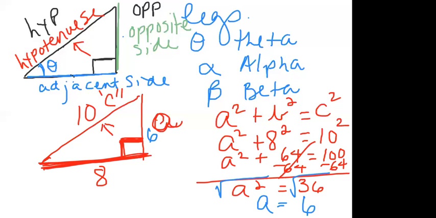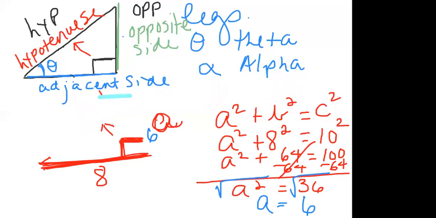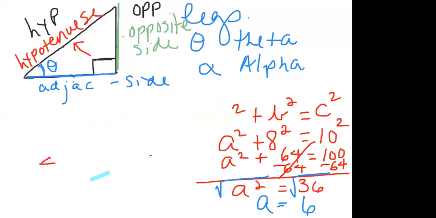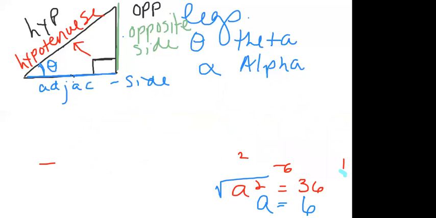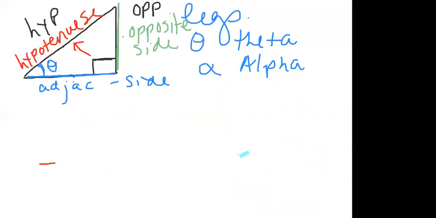I'm gonna erase this part right here. So that is one of the first things you have to be able to do, guys. Are you able to, given a right triangle and two sides and one missing side, figure out the third side? All right, so now, guys, let's get into the trigonometry part of this.